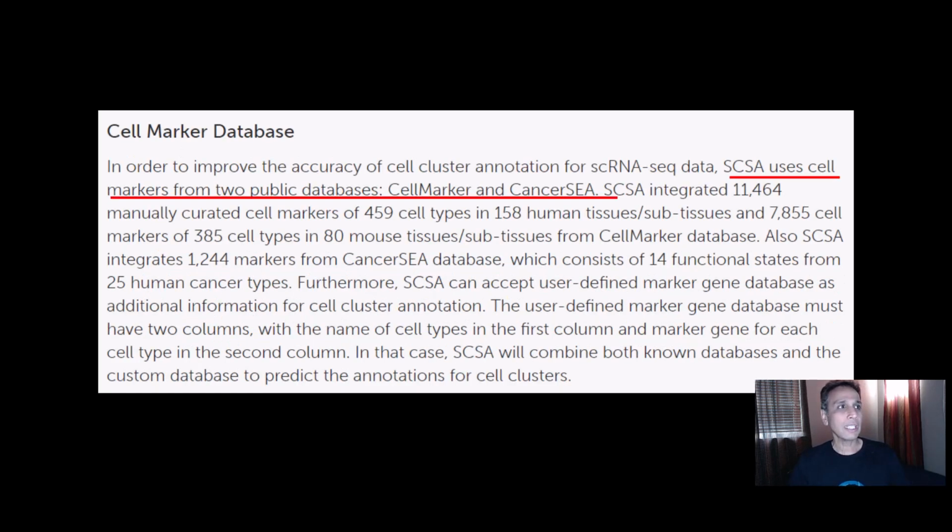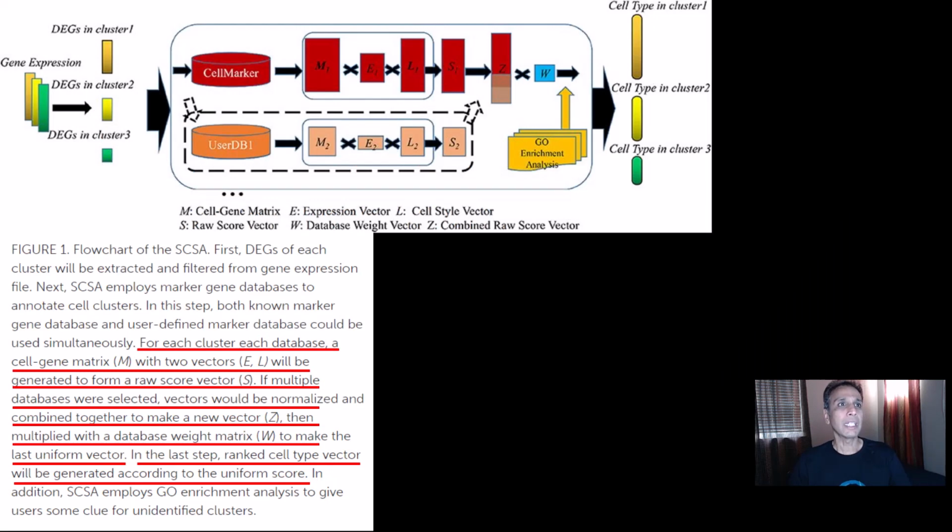And it uses cell markers from two public databases, CellMarker and CancerSEA. But in addition, you can also create your own database. If you want more information about what's included in the database, obviously all that information is available. You can go ahead and get that information yourself. But let me quickly show you, this image actually summarizes the process.